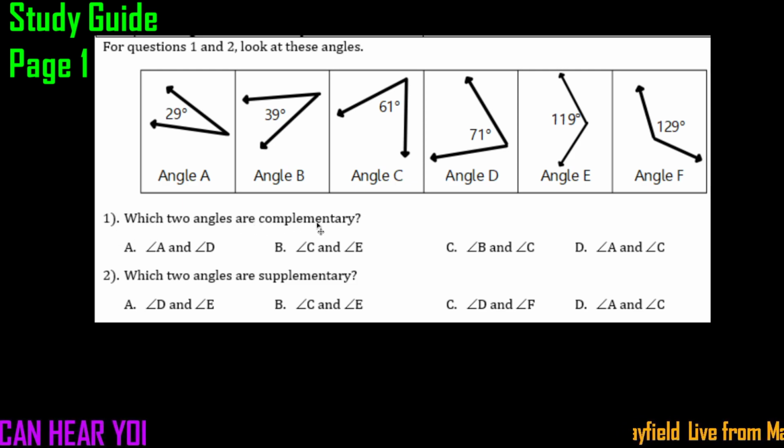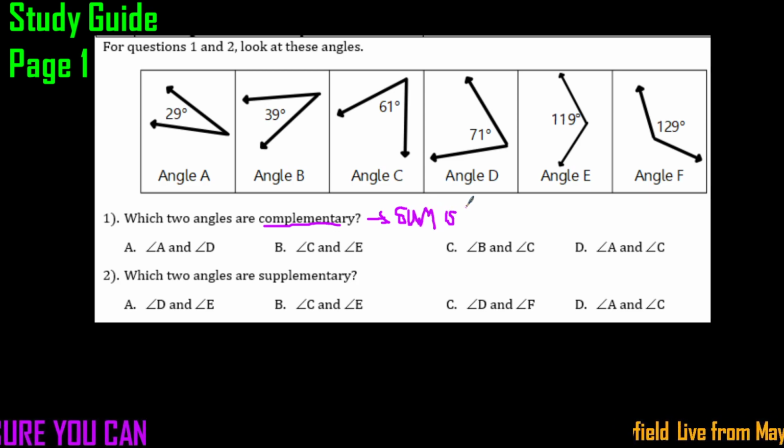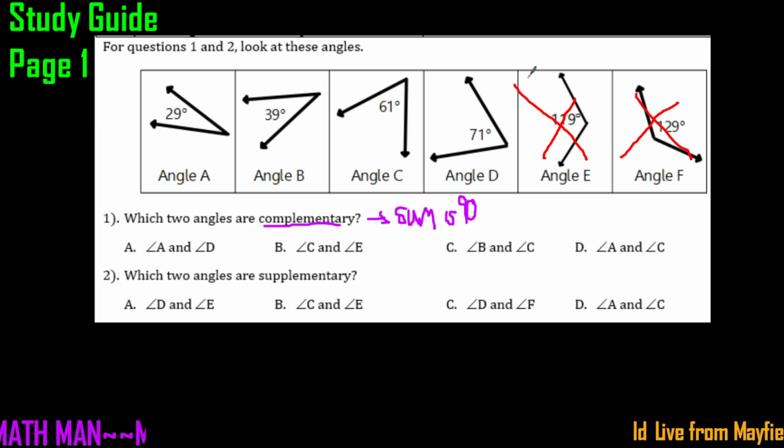So for the first one it says which two angles are complementary. We know for sure, again, complementary means their sum is 90. So if their sum is 90, that means that two angles add together equals 90. So let's try to find two angles that would add together to equal 90. Right away I can say I know it cannot be this one, and it cannot be angle E, and it cannot be angle F, because we know those two are greater than 90 just by themselves, so those can't be right.